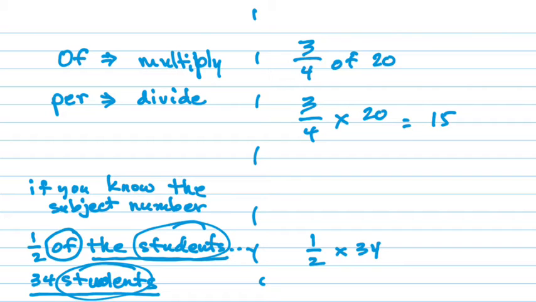So what if I said 1/2 of the cakes, and then I gave you 4 tablespoons of butter? "Of" is referring to the cakes, but the unit I gave you was what? Butter. The item I gave you was butter. Are cakes and butter the same subject? That means it's going to be divide. So do you see the difference?